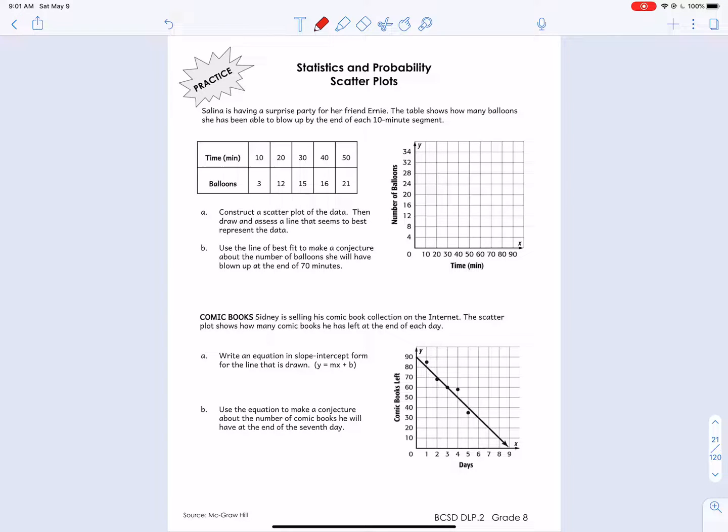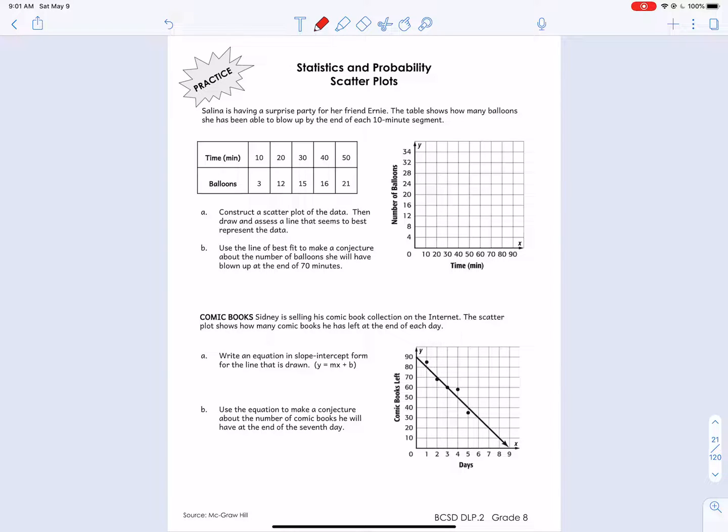Okay, so here is May 6th in the final distance learning packet. We're continuing our practice with probability and statistics and scatter plots. Before, we looked at some review of what that means and different correlations or associations, and we even talked about lines of best fit. So we're going to put all that together and build our own scatter plot and then make some predictions based off of our data.